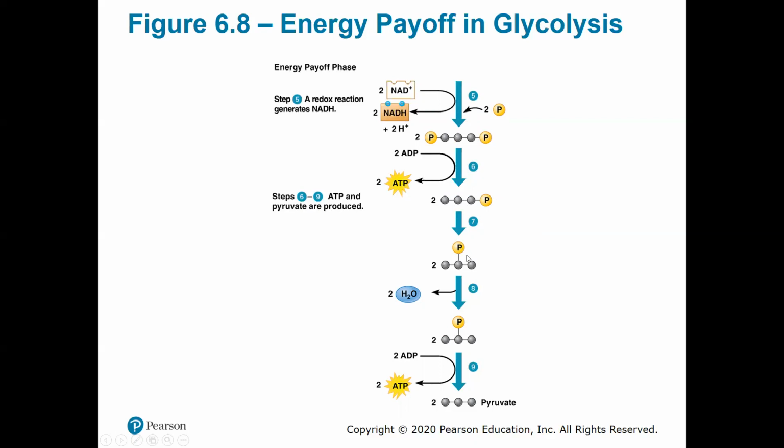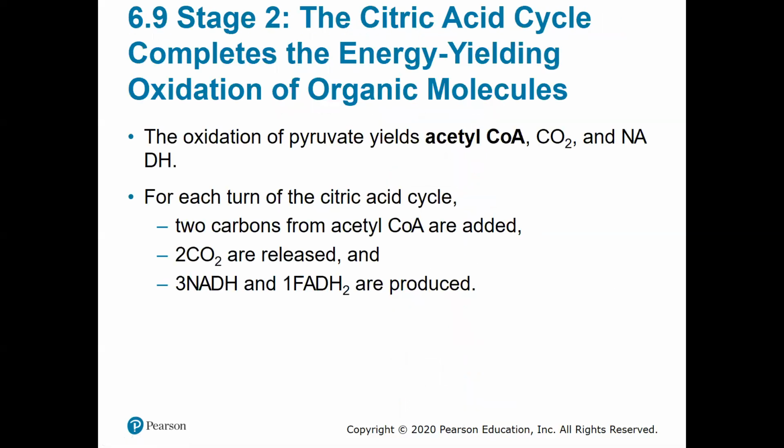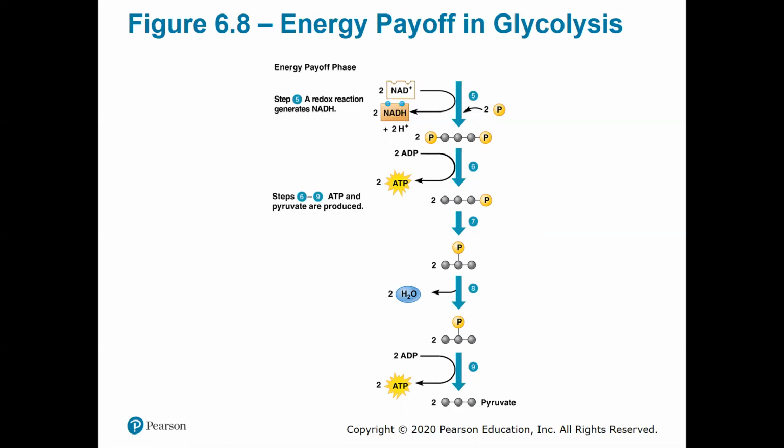And then after another series of chemical reactions, we've created some water molecules here, that this other phosphorus will have to come off, creating more ATP until finally you get just 2 pyruvate molecules. And so that concludes glycolysis.